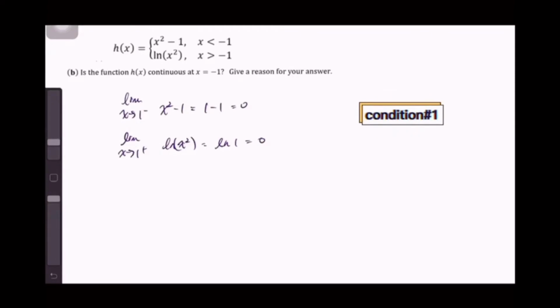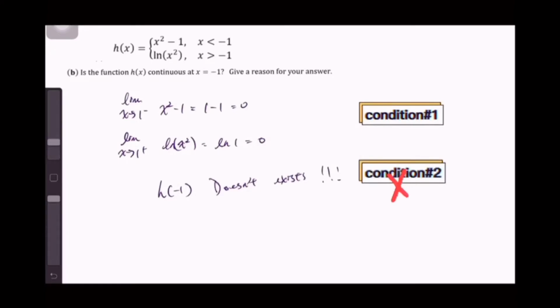When we check the second condition, we can see x does not equal negative 1 in this piecewise function. h of negative 1 doesn't exist. Therefore, the second condition is not established. Since we fail to meet all three conditions, h of x is not continuous at x equals negative 1.